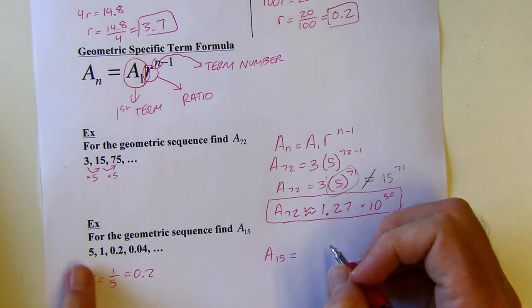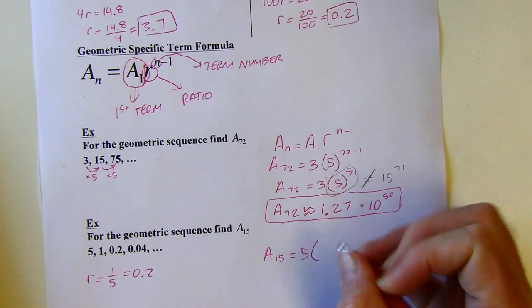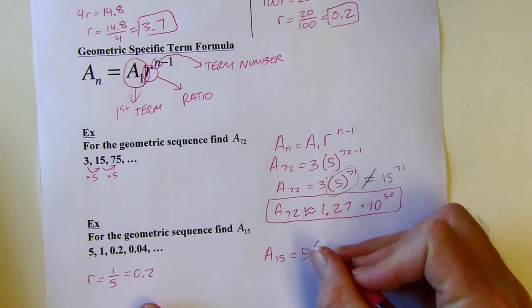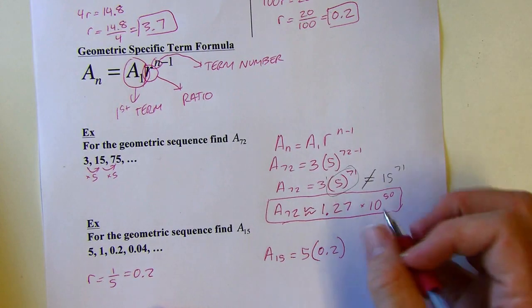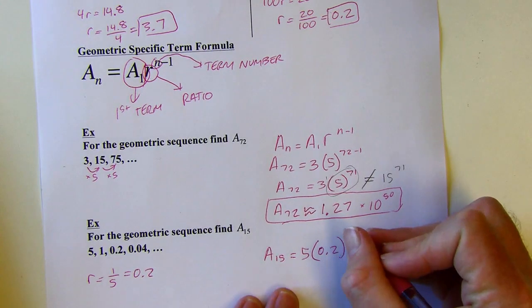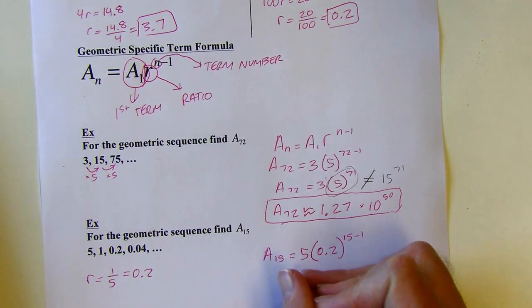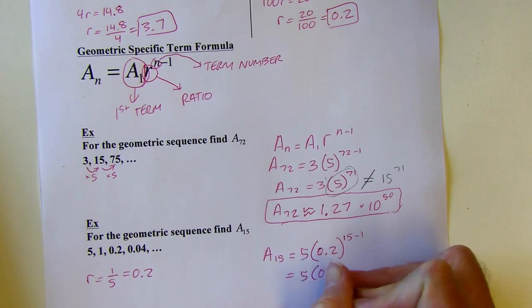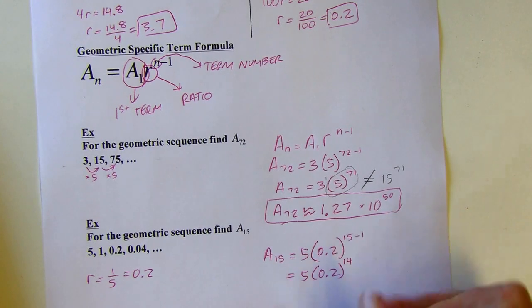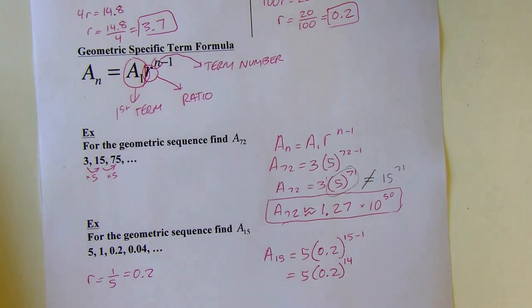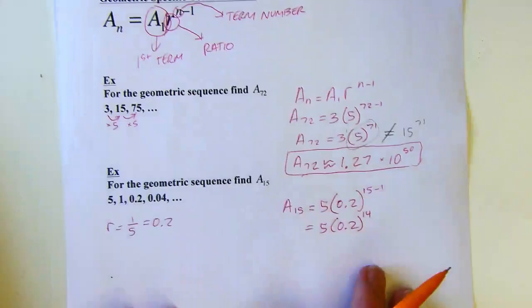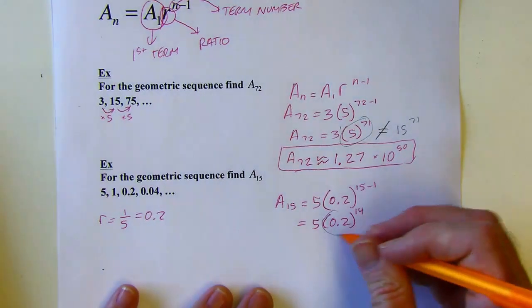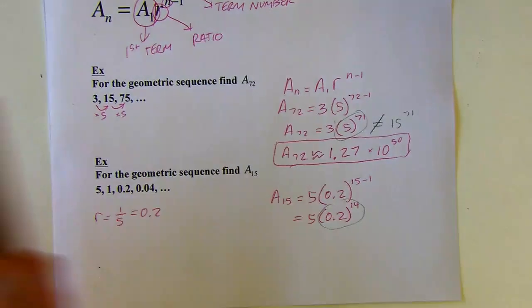Okay, my first term is 5. The ratio is 0.2, or you could write it as 1/5 if you like. And then I've got n minus 1 up here, so 15 minus 1. Okay, so first I want to rewrite that as 0.2 to the 14th. Next, make sure you don't multiply that together. That'll just be 1 to the 14th, which is 1. And that's definitely not going to be the 15th term in this sequence, right? So simplify this first.